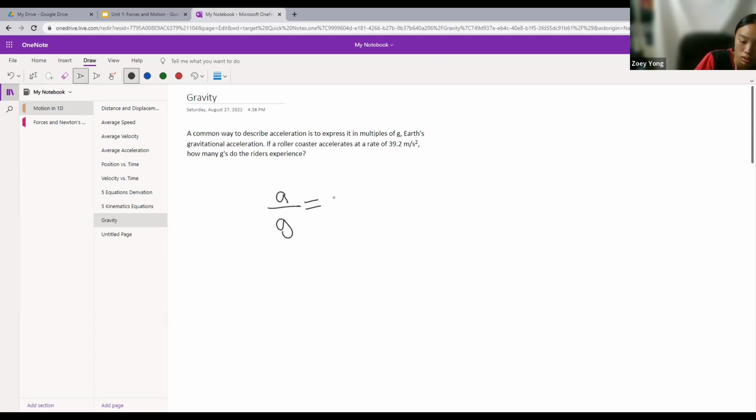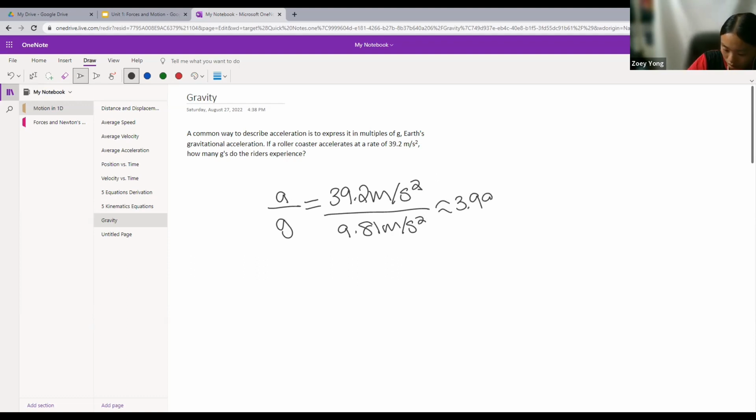So the acceleration is 39.2 meters per second squared. This is a good number to memorize, by the way. g is equal to 9.81 meters per second squared. From that, we get 3.99996, and that rounds to about 4.0. This is how many times g goes into the acceleration. So these units actually cancel already. So this is how many times. This is about 4. If you rode this roller coaster, you would experience about 4 g's.